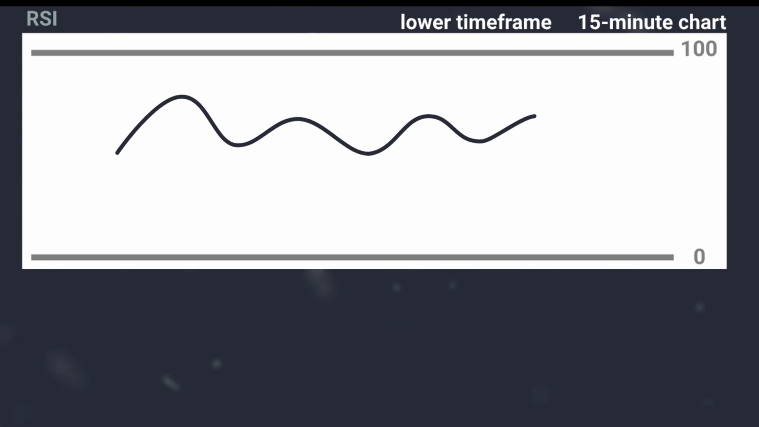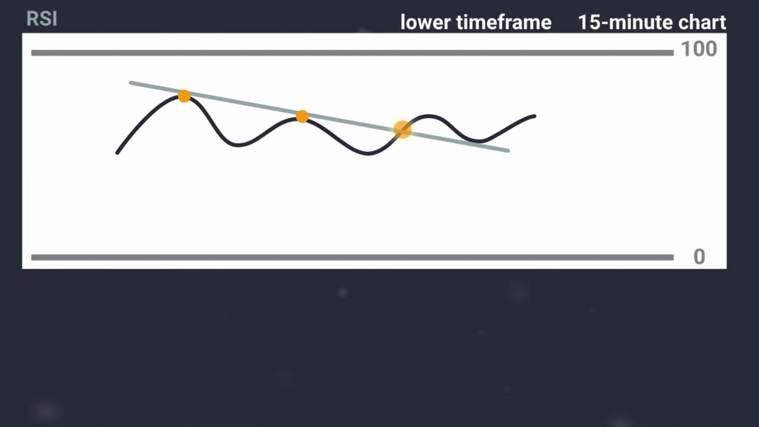Next, we move to a lower time frame, such as the 15-minute or 1-hour chart, to look for a precise entry. On this lower time frame, we draw a downtrend line on the RSI, not the price. This means we connect the lower highs, the peaks, on the RSI to form a descending trend line. We're waiting for RSI to break above this descending trend line. But we don't enter the trade just yet.